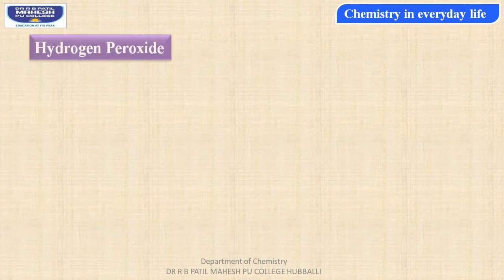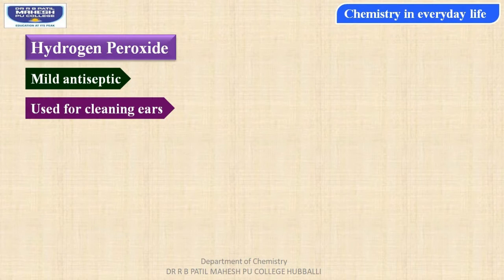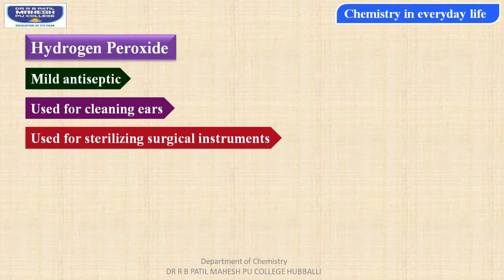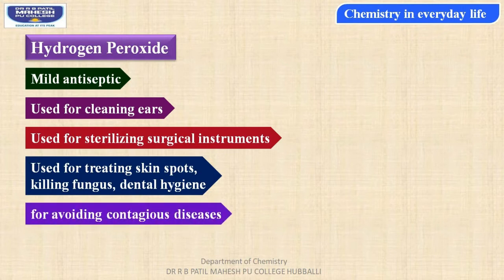And the next antiseptic, students, is hydrogen peroxide with the molecular formula H2O2. It is also a mild antiseptic, normally used for cleaning ears and for sterilizing surgical instruments, and in some cases for treating skin spots, killing fungus and dental hygiene, and even for avoiding contagious diseases. The diseases which are transferred from a patient towards a healthy person can be prevented by using hydrogen peroxide.